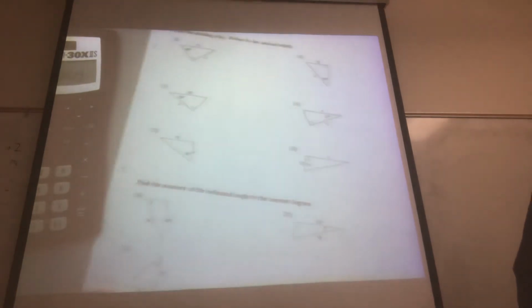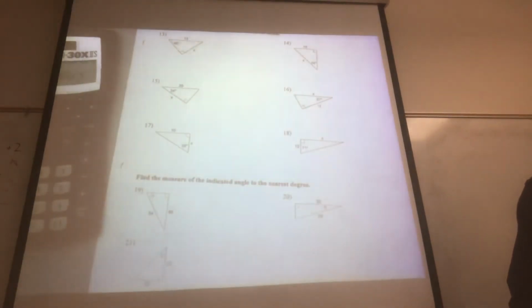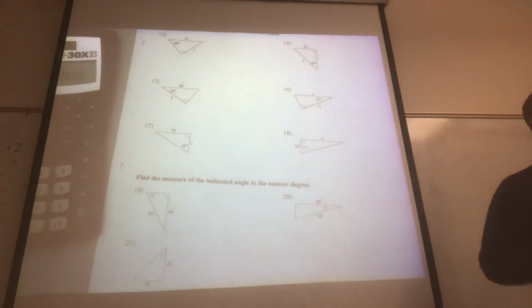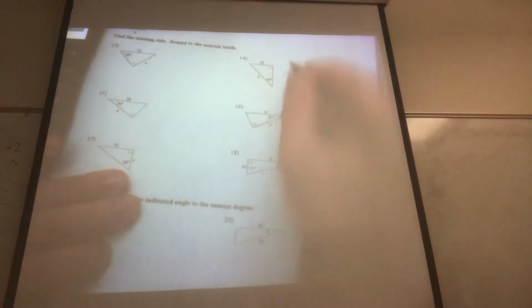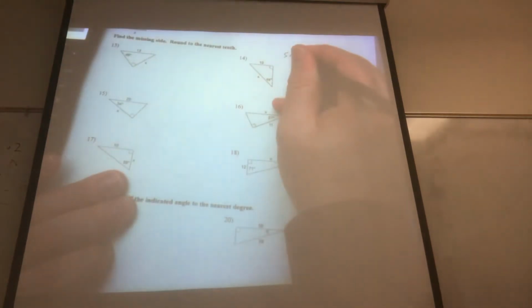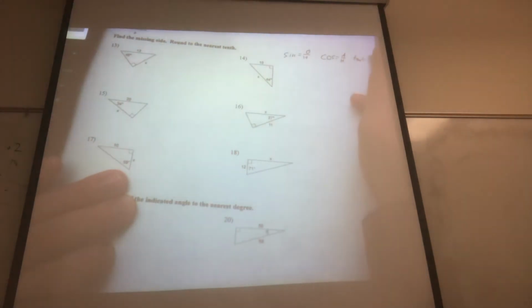Now, on 13 through 21, this is the biggest portion of the review. This is the biggest portion of the test, and it's the trig functions. Sine is equal to the opposite over the hypotenuse, cosine is equal to the adjacent over the hypotenuse, and tangent is equal to the opposite over the adjacent.